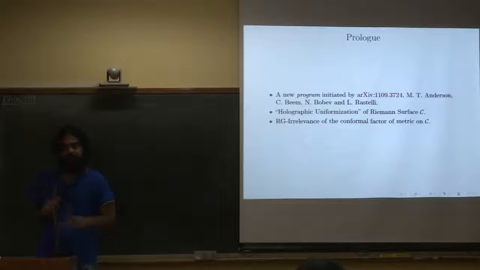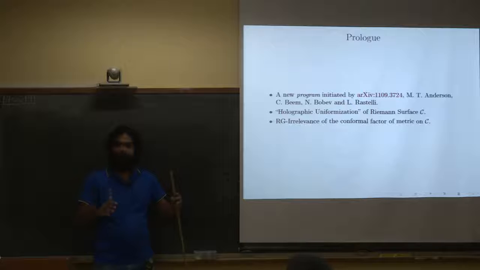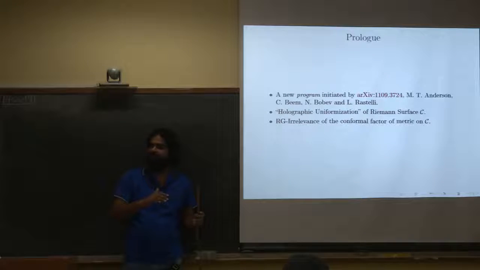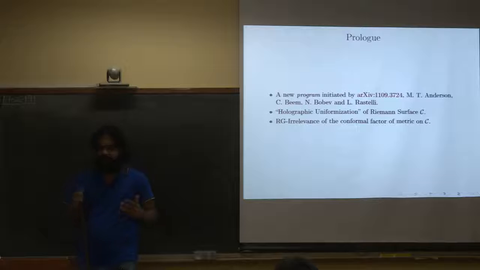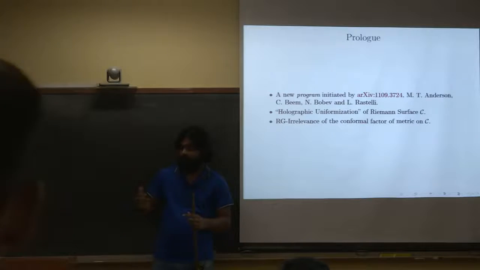It was a six-dimensional theory, put on R^{1,3} times a Riemann surface, and then they performed an RG flow and obtained an effective four-dimensional field theory. It was known as class S theory, and for class S theory, it turns out that the conformal factors of the metric are not relevant for RG purposes. That has been expected for class S theories for a long time, but this is what Chris Beam and collaborators showed holographically.